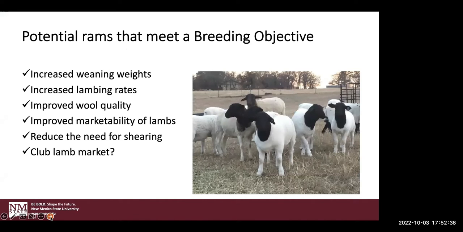So that list can include anything from increasing weaning weights to lambing rates, meaning you want multiples, or just healthier, more vigorous lambs. You want to improve your wool quality because you're finding a market for that wool. Improving marketability of those lambs, meaning their growth is quite good and they have good muscling. Or you're in a situation, and that's why I put the picture of the Dorpers here, to reduce the need for shearing. Sometimes finding people to even shear sheep is getting harder and harder to do.